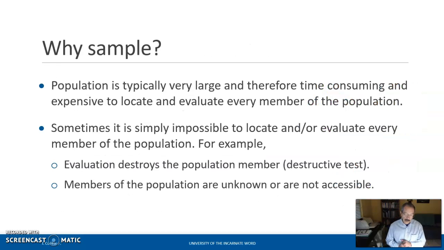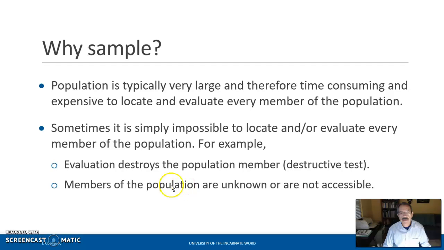All right, but before we go there, you will often find the question as to why do we need to sample? Well, typically the population is very large, therefore it takes time and money to test everyone in the population. So often the budget, the money, restricts us from testing everyone or studying every member of the population, or we simply do not have the time. And sometimes it's just plainly impossible to evaluate every person in the population. Why? Because we cannot locate them, or our tests destroy the element.